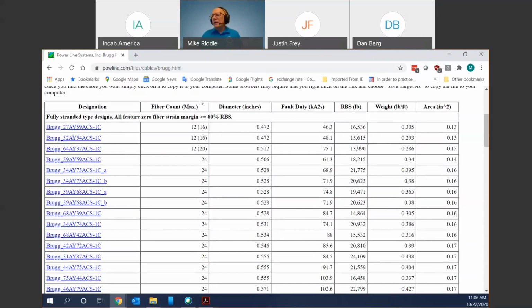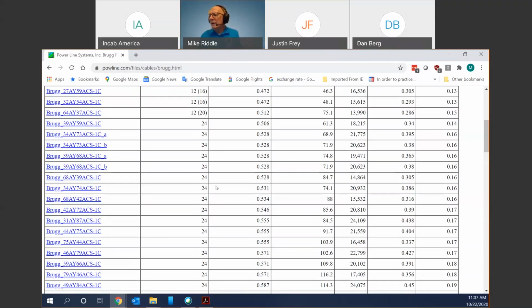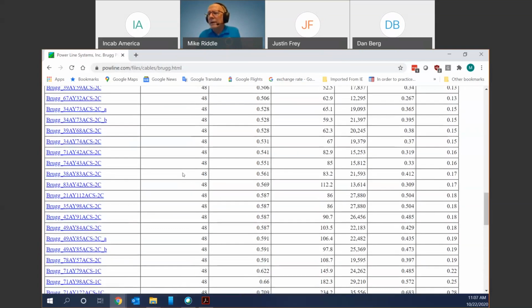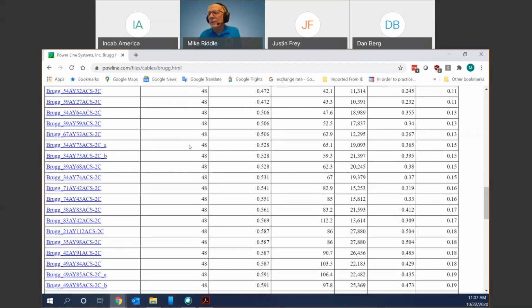So let's say that you were doing an OPGW project and you knew that you needed 48 fibers and you knew that required fault current of say 80 kA squared seconds. Well, you come to a table like this and you would scroll down and look, okay, 48 fibers, that's the first thing I'm looking for. And the fault current is over here. And let's see, I need 80. And let's see, here's one. Cable diameter 0.541.